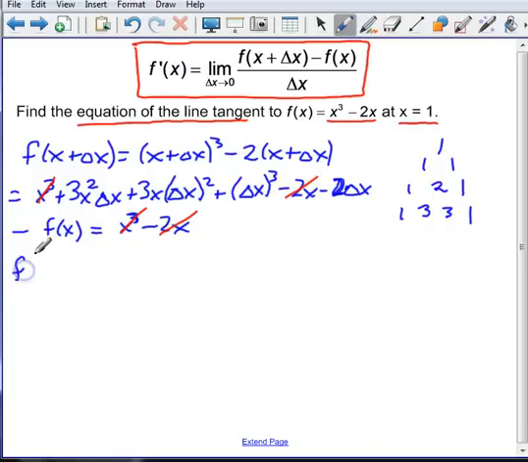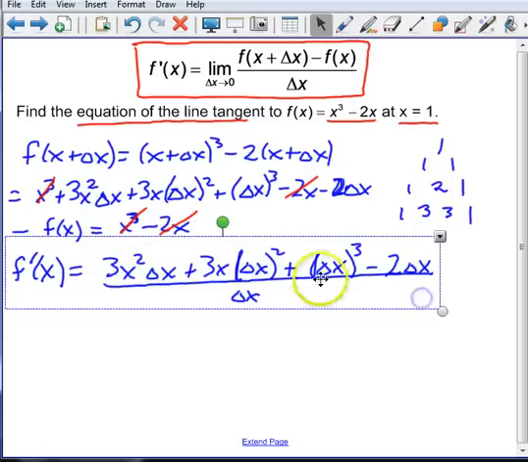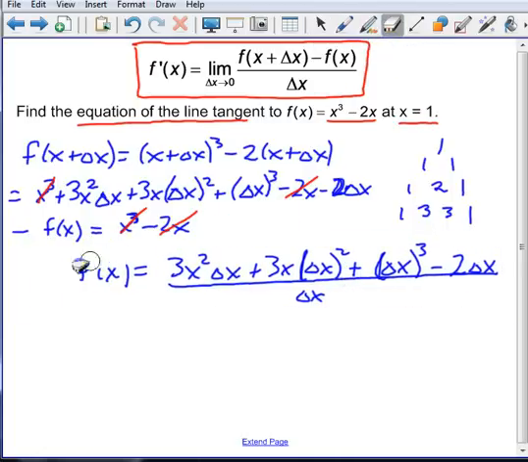So f prime of x is going to equal 3x squared delta x plus 3x delta x squared plus delta x cubed minus 2 delta x, all over delta x, and we're going to take the limit of this as delta x approaches 0.